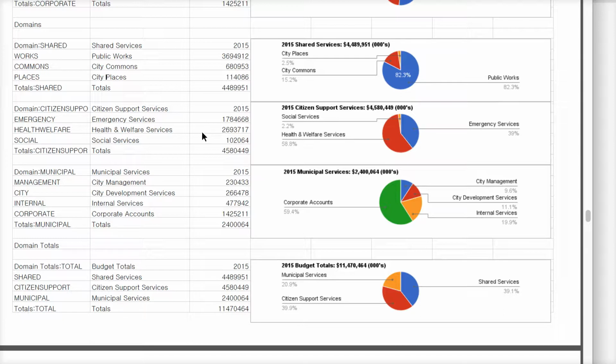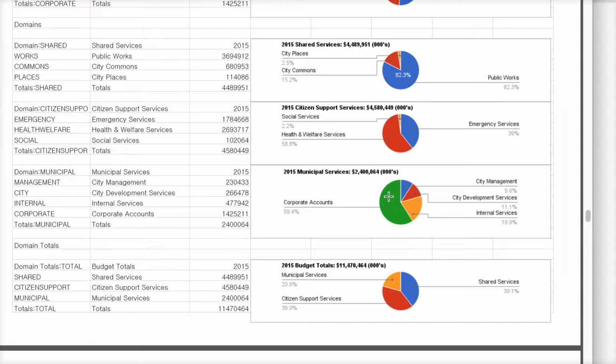So, that's just an example of how you can sort of drill down some of these numbers. Most of the categories I think you'll find are things that you're familiar with. For example, citizen support services includes emergency services, almost 40%, health and welfare services, almost 60%. That might surprise some people in terms of the proportions there. Police budget is obviously a big part of the overall budget, and yet it's part of emergency services, which is less than health and welfare in this group of services.